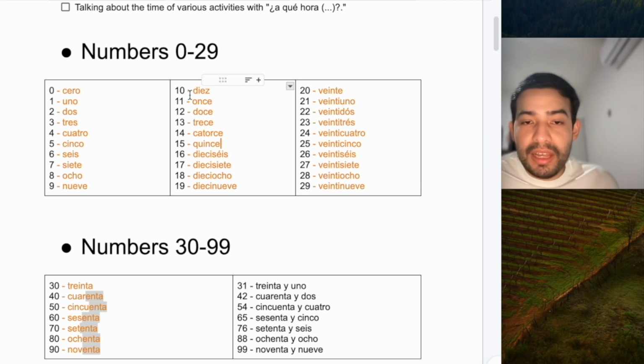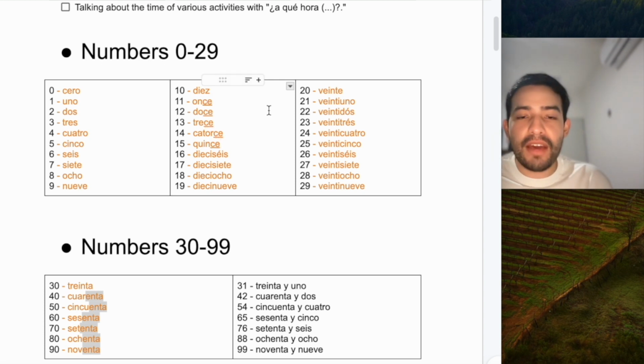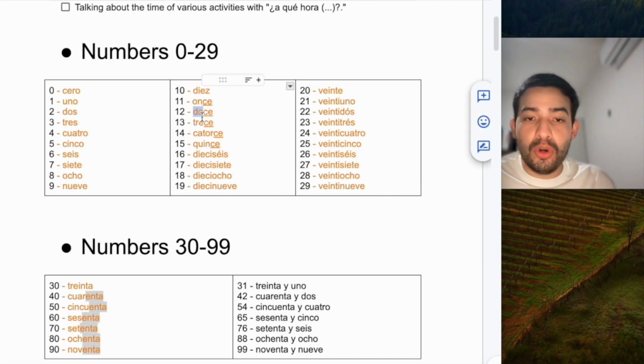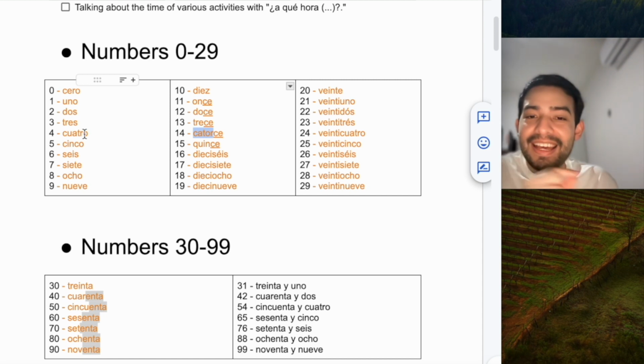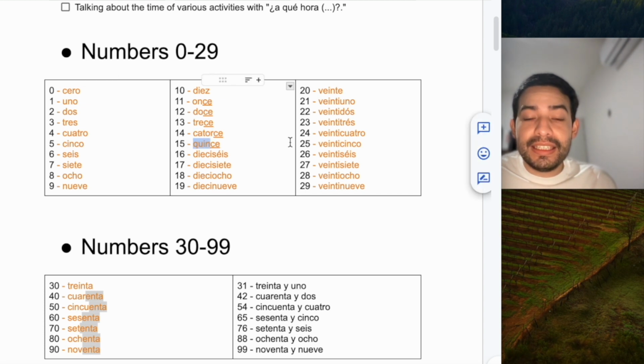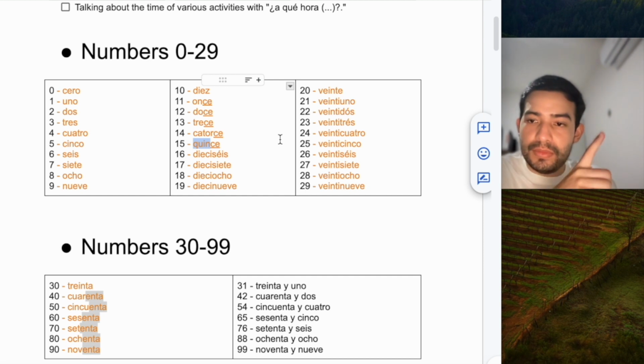Notice that from 11 to 15, they all end in "ce". I have underlined this similarity, so you just have to learn the first part. 11, 12, 13, 14, right? It's different from cuatro, 4, 14. Quince. If you don't know the QU rule, why does it sound like K and we don't pronounce the U, you can watch the pronunciation video. I leave it up here.